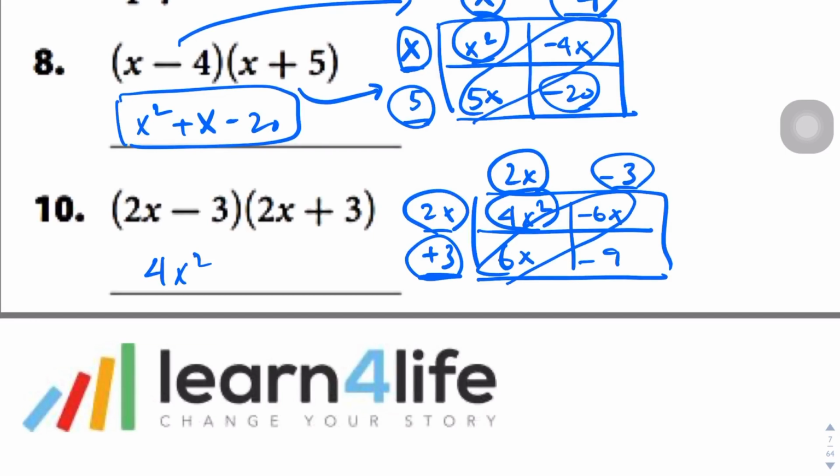6x minus 6x is also 0, so we're not even going to write it. We're just going to write the last term there, negative 9 at the end. So here's our answer, 4x squared minus 9.